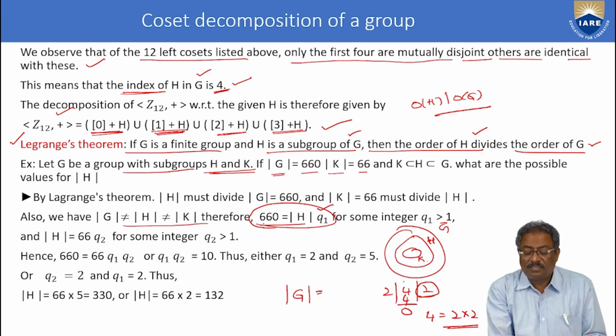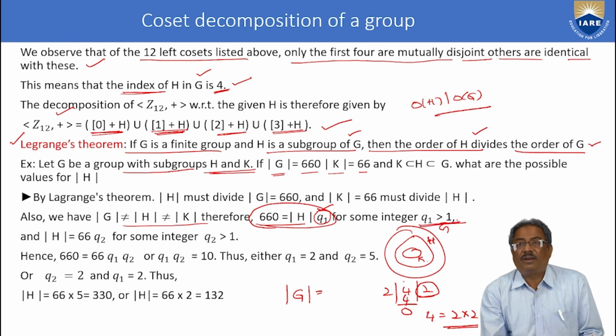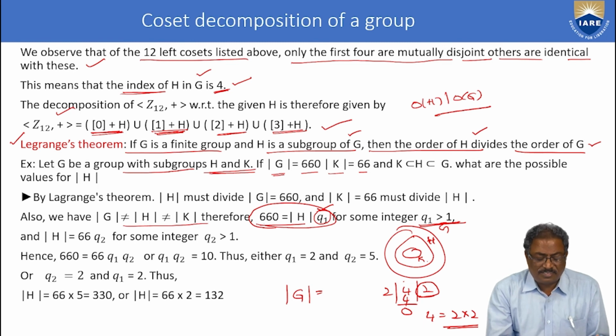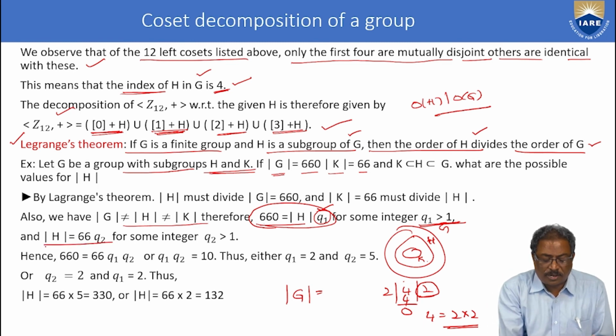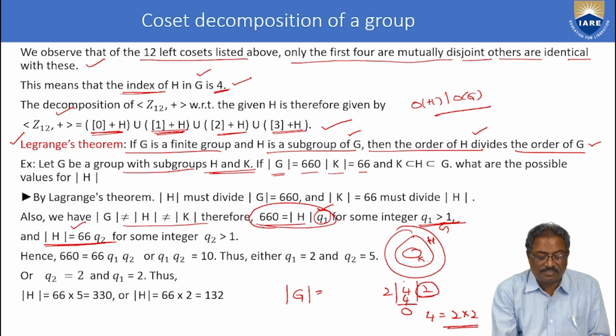In the same way, the order of G is equal to the order of H times a quotient, since the order of H divides the order of G. So it is some number, the quotient, which is going to be greater than 1. Now in the same sense for the others also, the order of K divides the order of H, because it is also a subgroup.